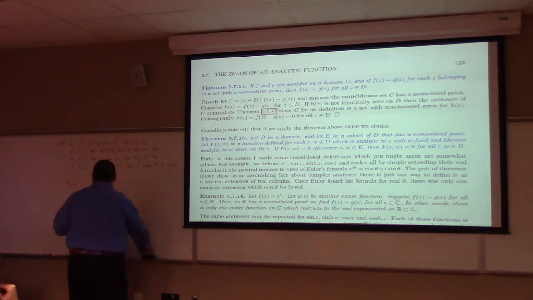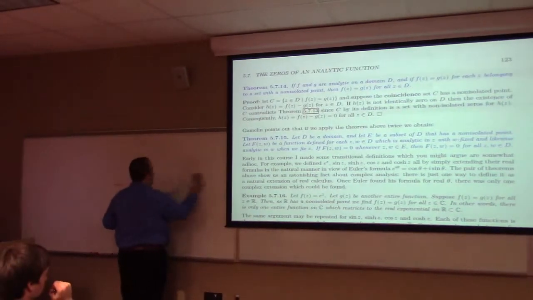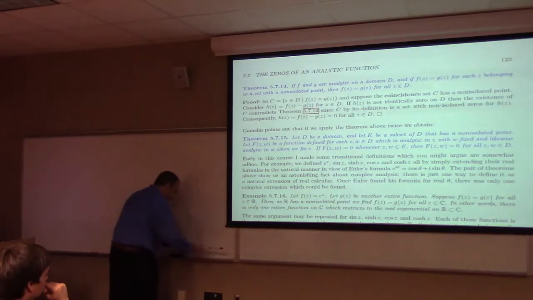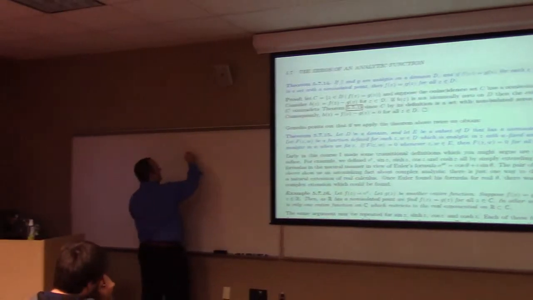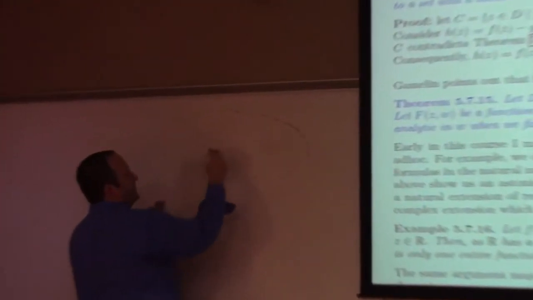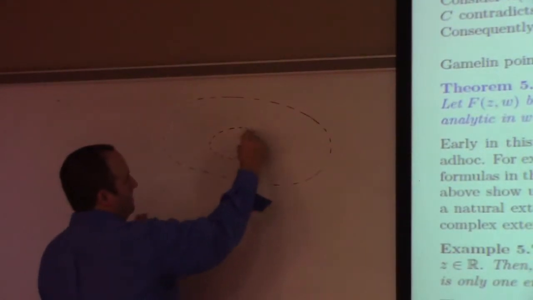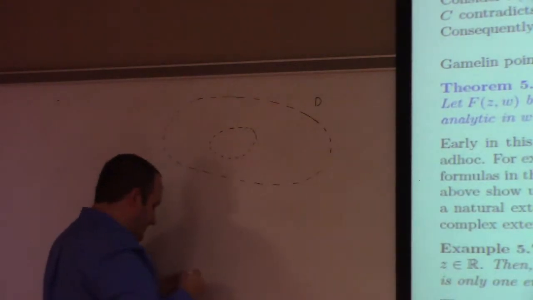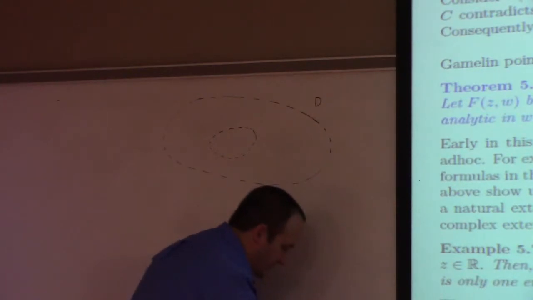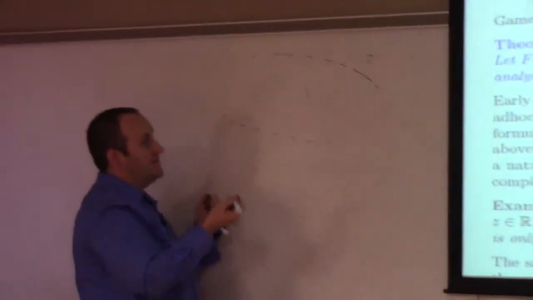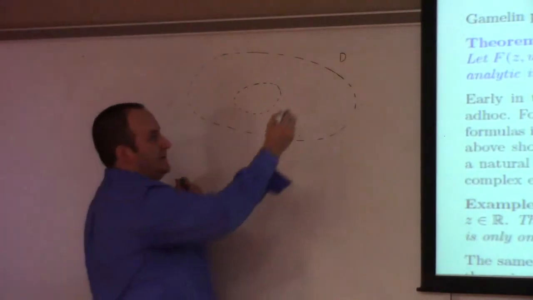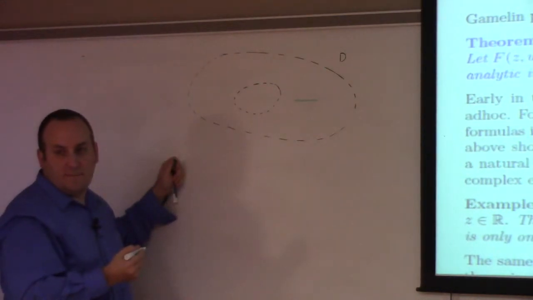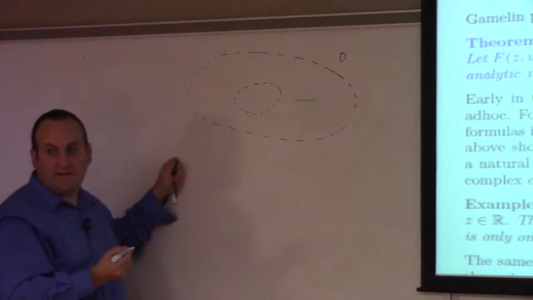So if I have some domain, here's my domain, whatever, it could have holes in it, right? So here's my domain, D. If I have some subset of that, what are examples of subsets of this domain D which have a non-isolated point? How about a line segment? Does that have a non-isolated point? Yes, in fact, every point on this line segment is non-isolated.